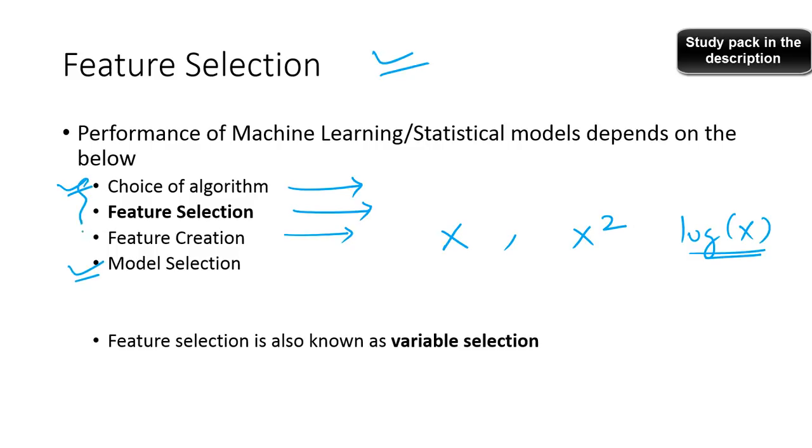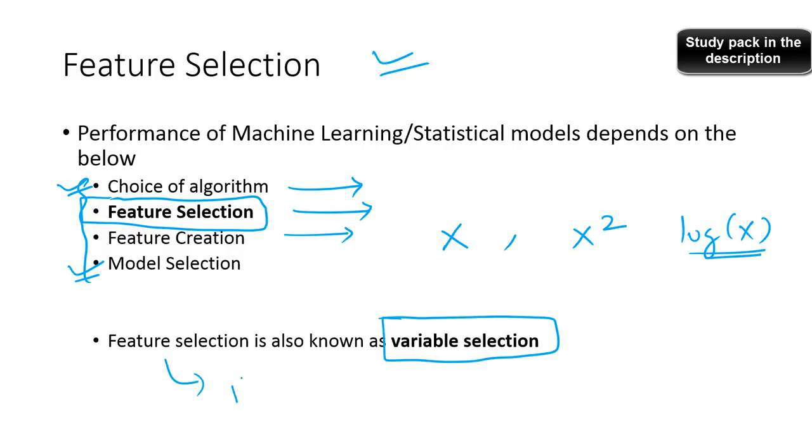So the performance of your model, in terms of interpretation and more so from a prediction point of view, depends on the choice of algorithm, feature selection, feature creation, and model selection. One of the most important things is feature selection, and that's the topic for this session. Feature selection is also known as variable selection. In ML we call it feature selection, but it's more or less the same.